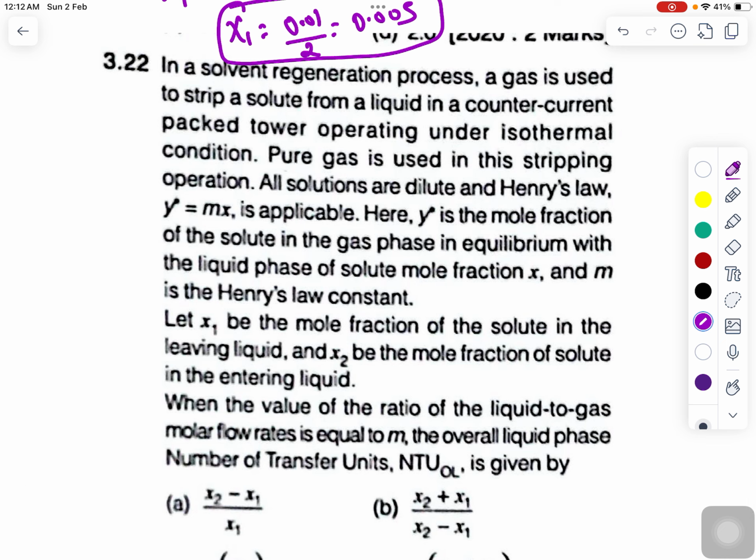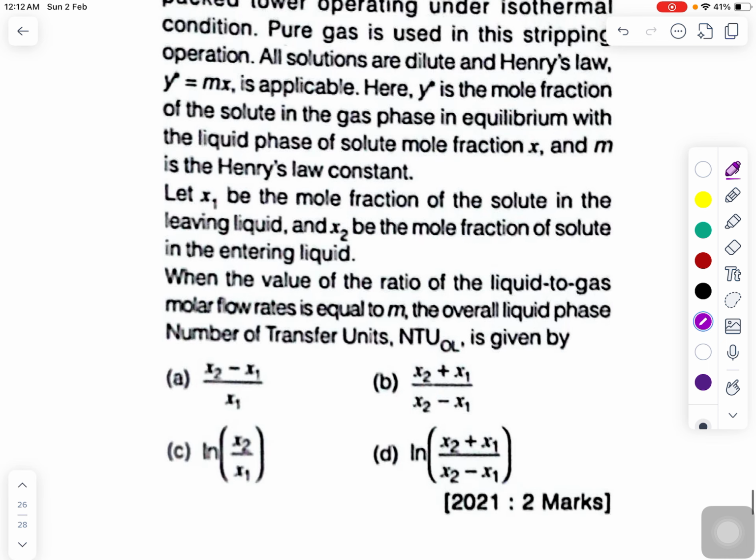The next question says that in a solvent regeneration process, a gas is used to strip a solute from a liquid in a counter current packed tower operating under isothermal condition. Pure gas is used in the stripping operation. All solutions are dilute and Henry's law is applicable: Y star equals mx. Here Y star is the mole fraction of the solute in the gas phase in equilibrium with the liquid phase of solute mole fraction x, and m is Henry's law constant.